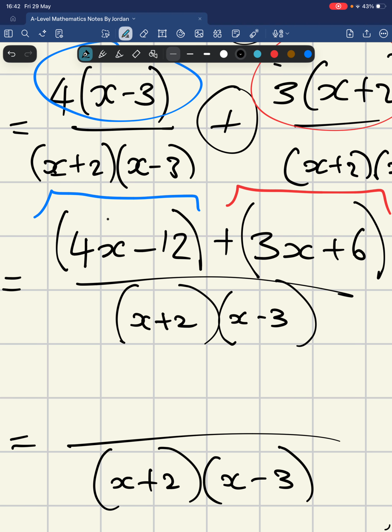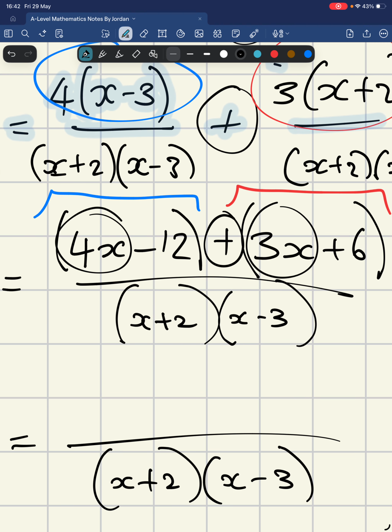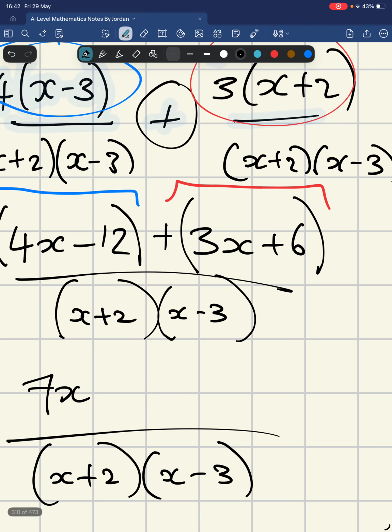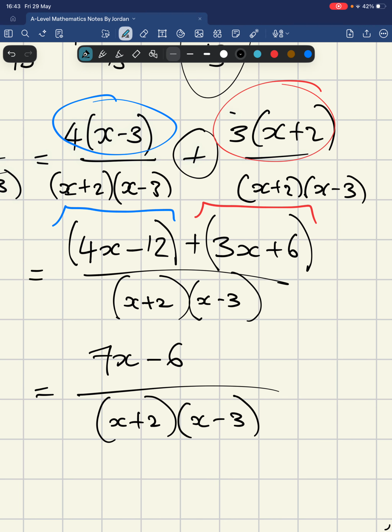So you've got 4x plus 3x, which gives you 7x. And then you've actually got minus 12 here, plus a 6. So you're adding 6 to a negative number. It's going to get closer to 0. So adding 6 to negative 12 gives you minus 6. Okay, and that will be your final answer.